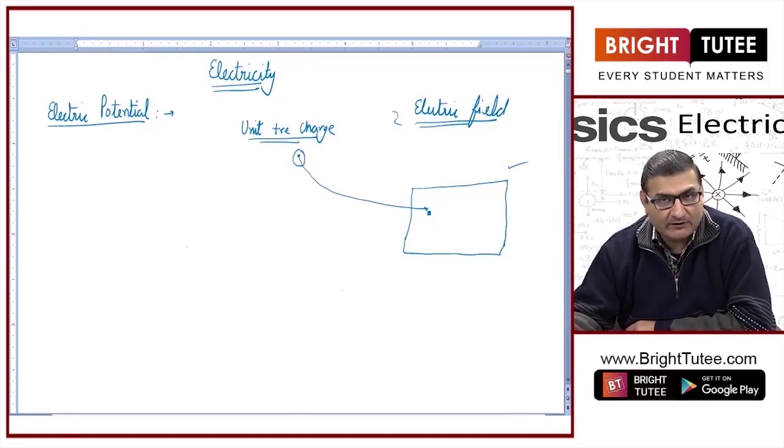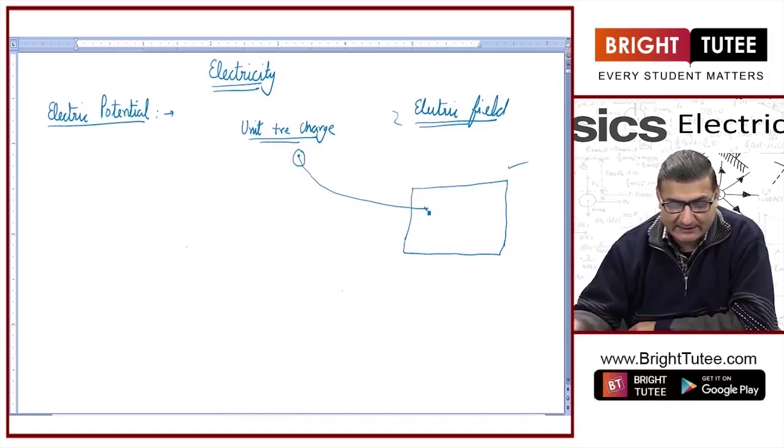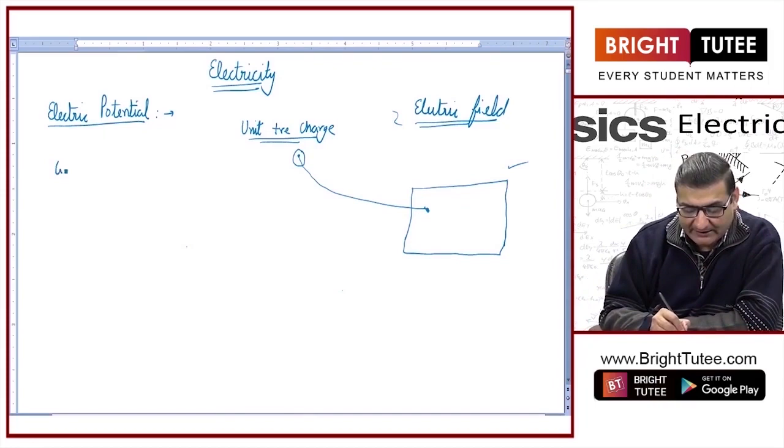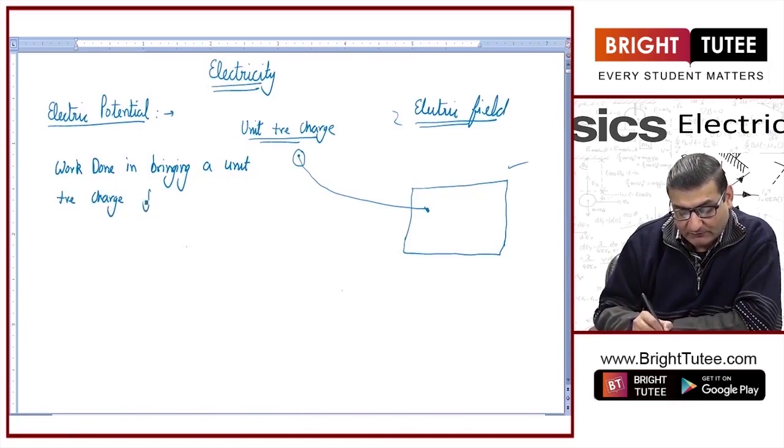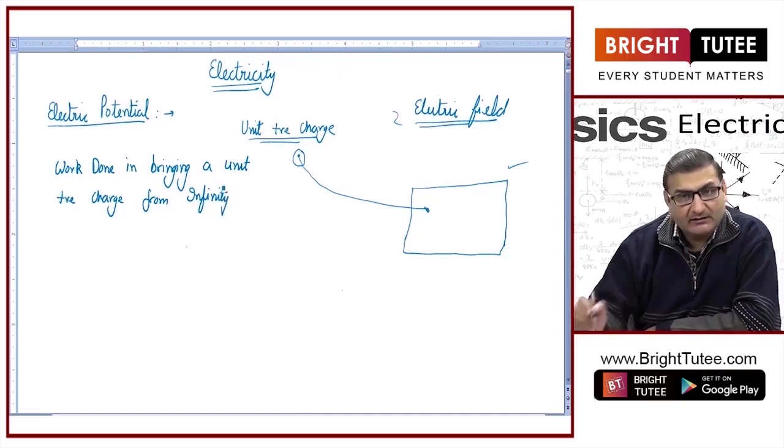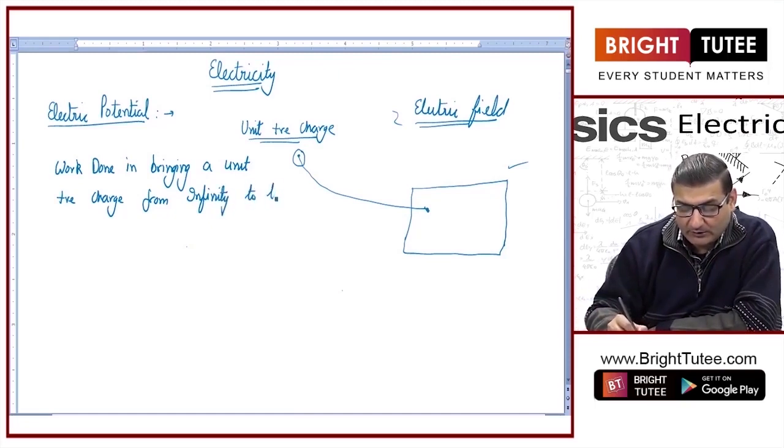First of all, let us see how we are going to define electric potential, then we will understand it. Electric potential can be defined as the work done in bringing a unit positive charge from infinity. It may be anywhere, right, from infinity to that point in an electric field. Now let us explain it and understand it properly.